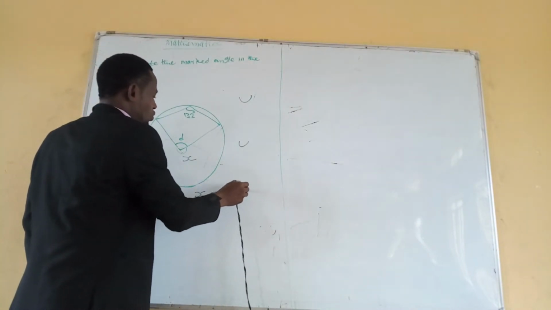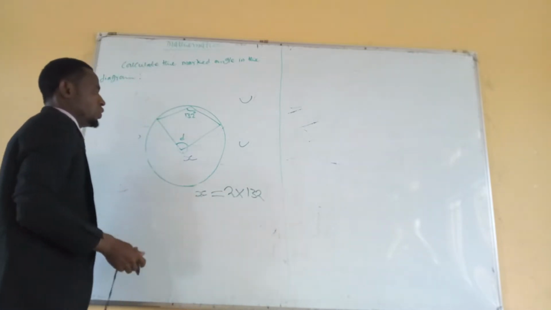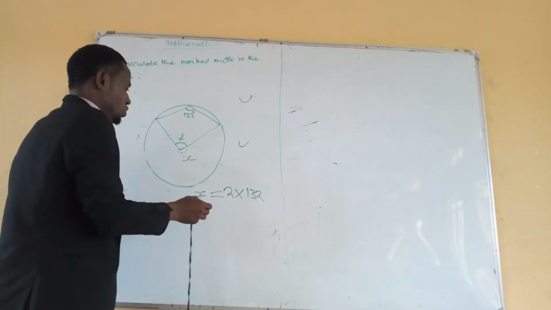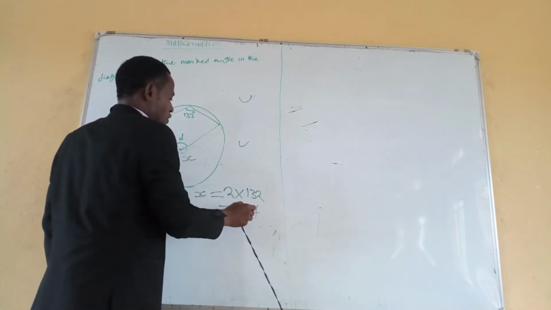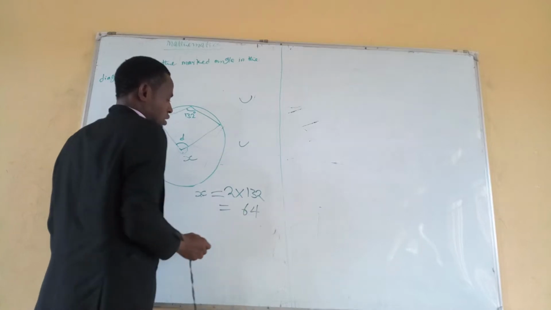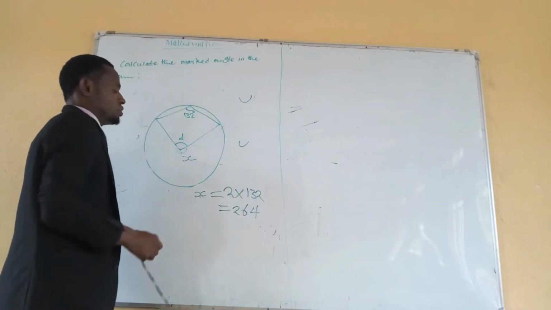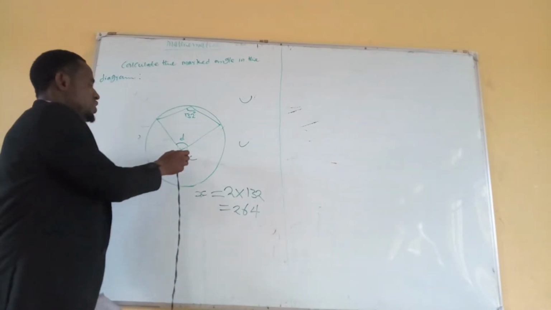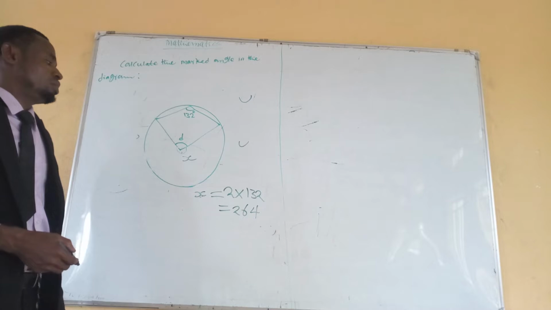That is 2 times 132. Okay, 132. So this gives us 4, this gives us 6, and this gives us 2. So this angle here is 264. Okay?